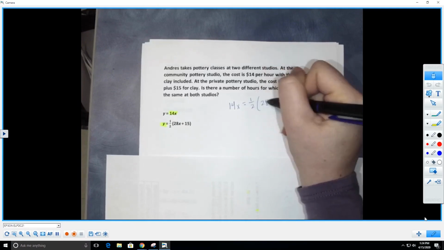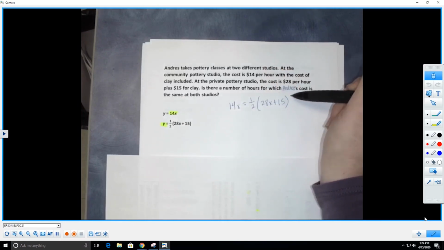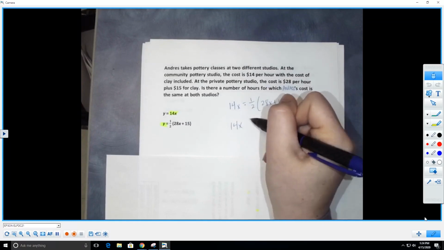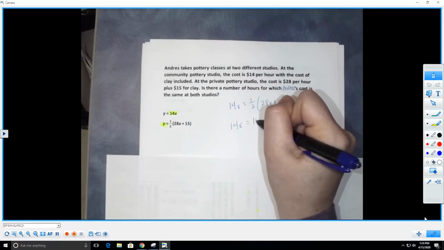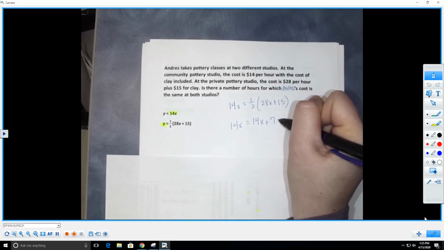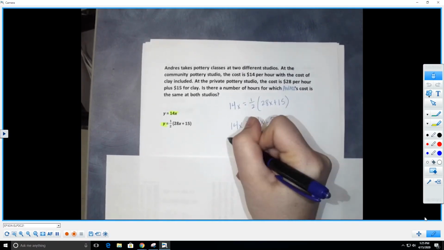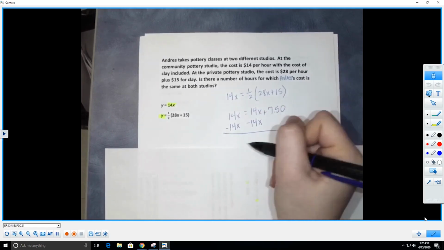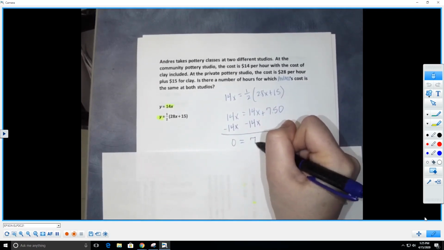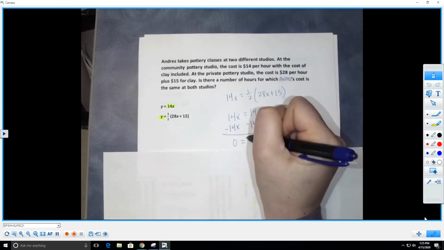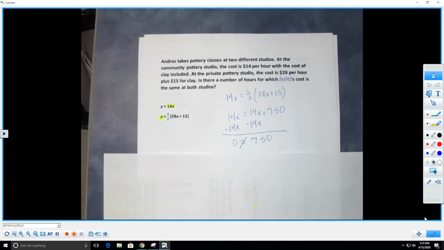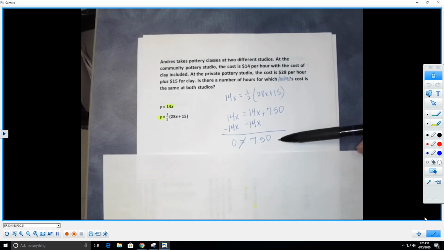I'm going to go ahead and simplify this side and just multiply both of these terms by 1/2. So I have 14x equals 14x plus 7.5. I'm going to subtract 14x over here, and I'm left with 0 equals 7.5, which is not a true statement. So since this result is not a true statement, the system has no solution. There is no number of hours for which Andreas's cost is the same at both studios.